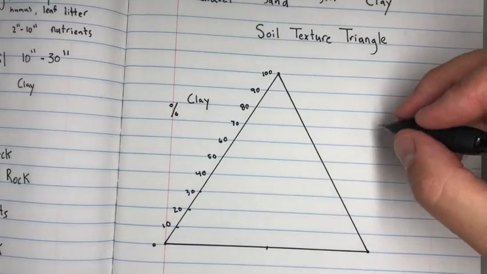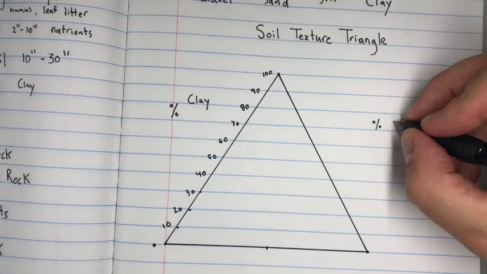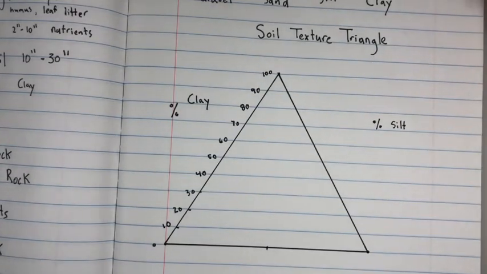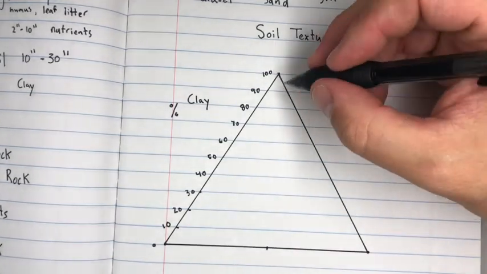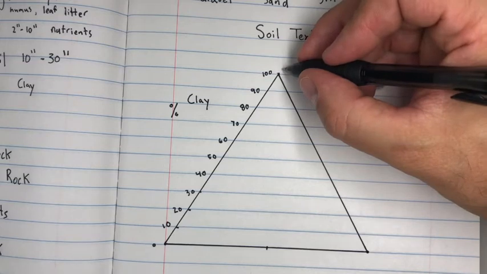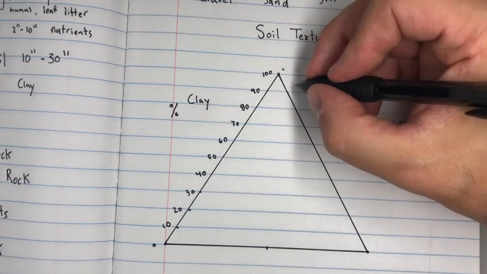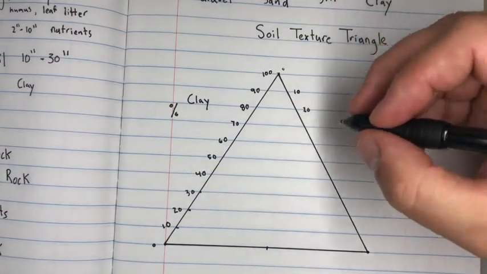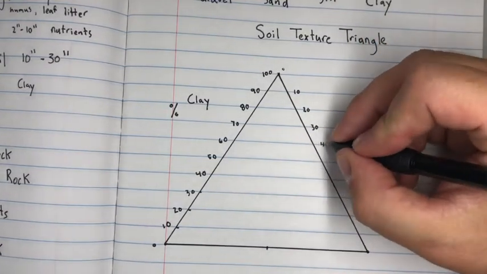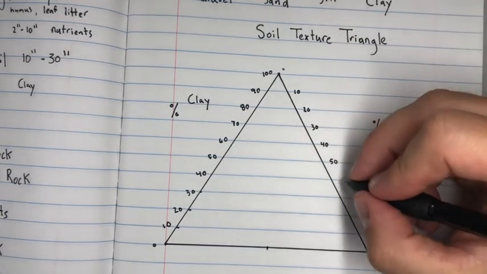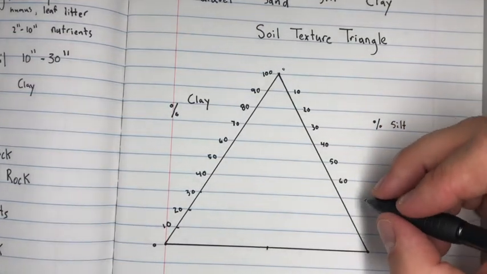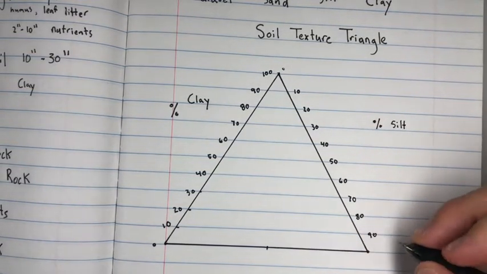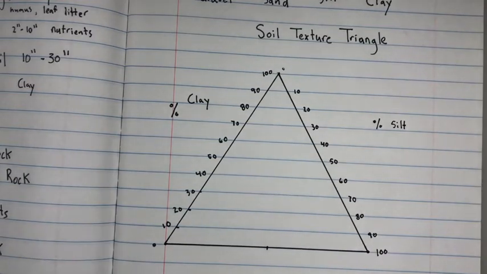So the next side we're going to do is percent silt. Remember at the top of the page we put silt as our second to smallest particle size. And we're going to go the opposite way this time. We're going to start with 0% silt, 10% silt, 20, 30, 40, 50, 60, 70, 80, 90, and 100% silt. Okay.